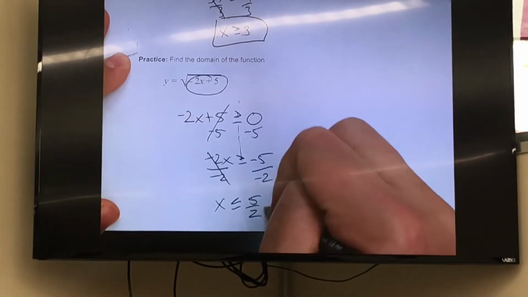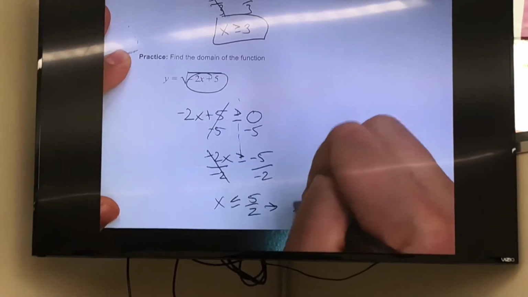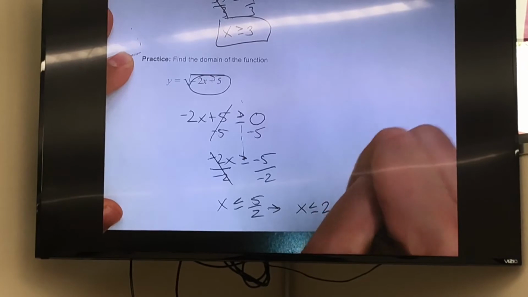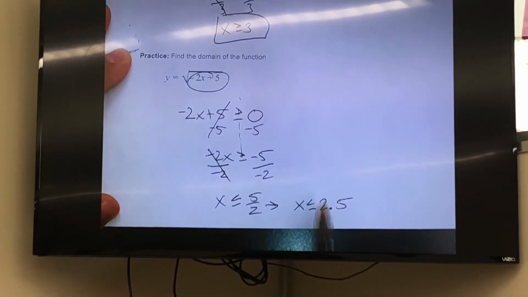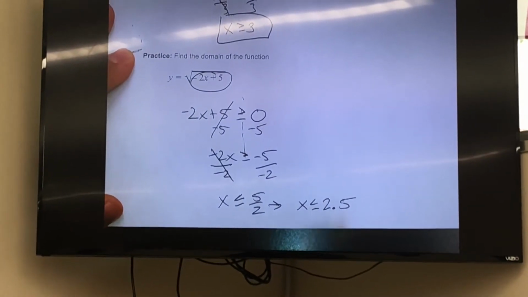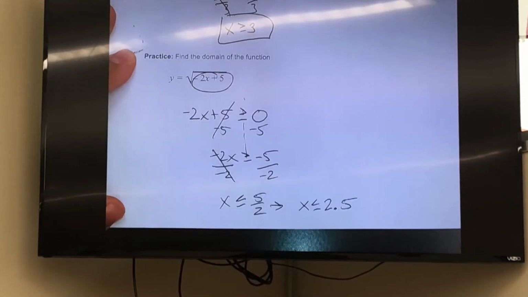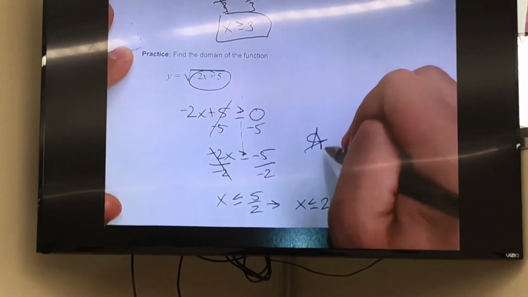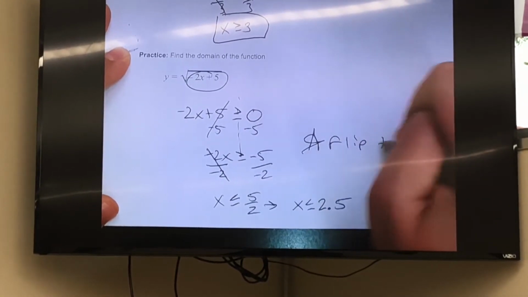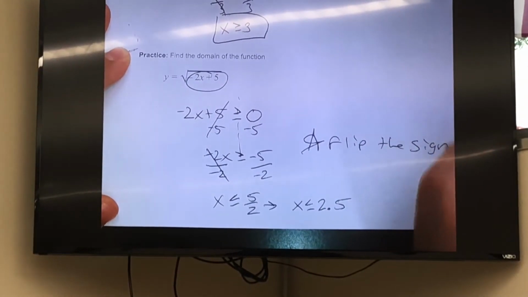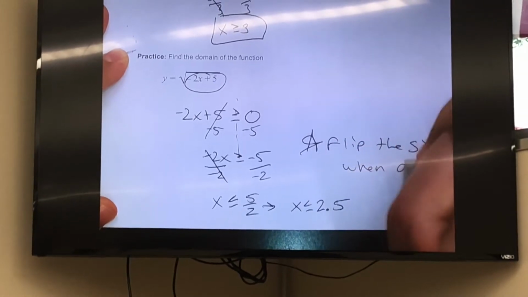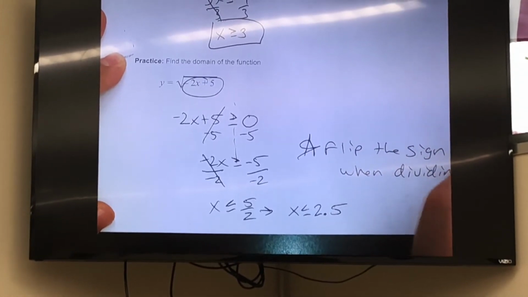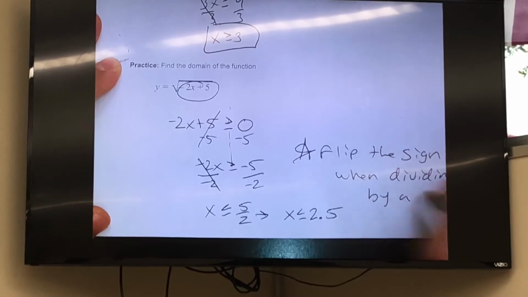Now, most of you probably would be using a calculator, so that answer would look like x is less than or equal to 2.5. Okay? Again, the little side note that I want you guys to make sure you're paying attention to is to flip the sign when dividing by a negative.